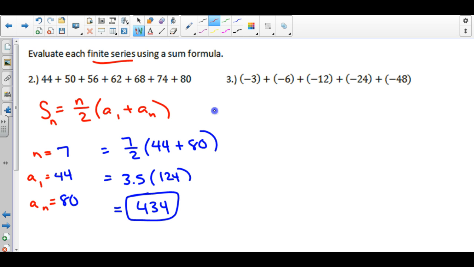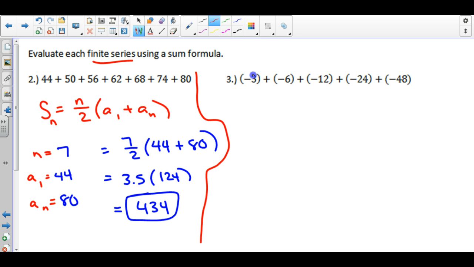In the next example, this one is going to be a geometric. Take a look, see what's going on. I have a bunch of negative numbers, which if you're going to add up a bunch of these negative numbers, you're going to end up with a negative sum. So that's kind of a little check right now that we're on the right track, because if you end up with a negative answer, that's actually a good thing.